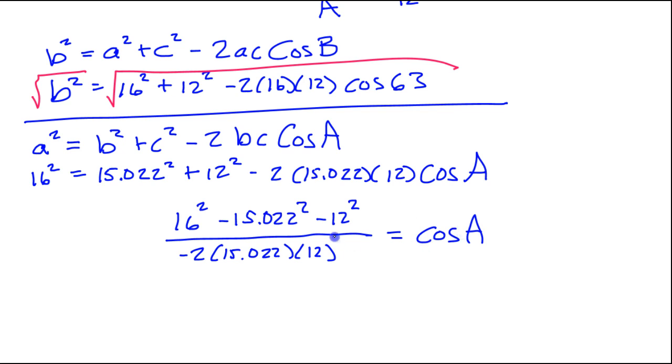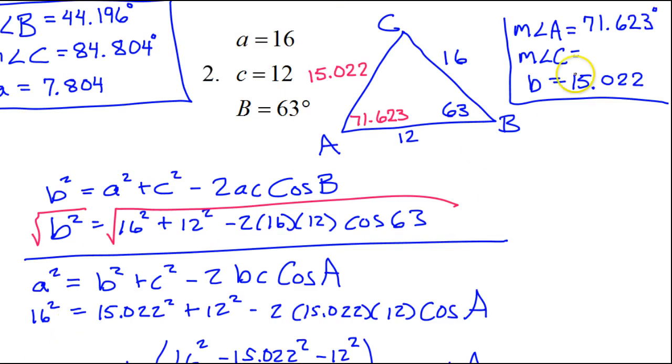But I really want angle A, so if I want to get the angle out of this, then what I really need to do is the inverse cosine. That will give me the angle, so I will do the inverse cosine of all this, and that will give me the measure of angle A. So go ahead and put this entire expression into your calculator. I got 71.623 degrees for angle A.